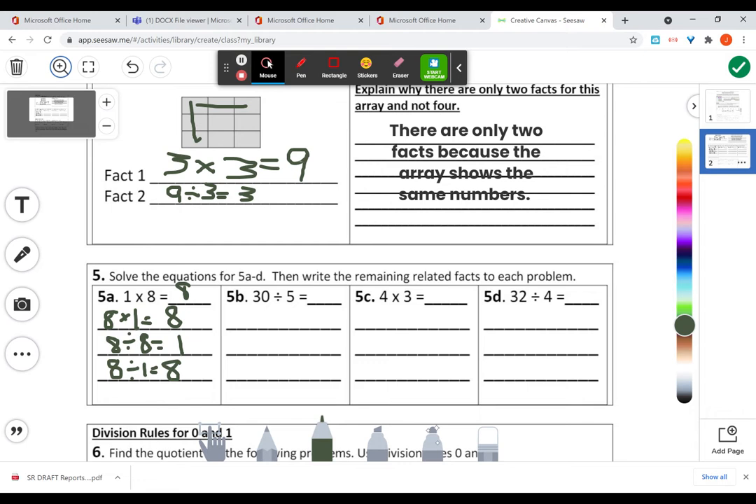In my next one, I've got a 30 divided by 5. Well, 30 divided by 5 is 6. So I have my first fact. And so I'm just going to write my second division equation. Now I'm going to take the 6 and make that the divisor, and then 5 would be the quotient. Now I get to write my multiplication sentences. So we'll just do 6 times 5 equals 30, and then it'll be 5 times 6 equals 30.